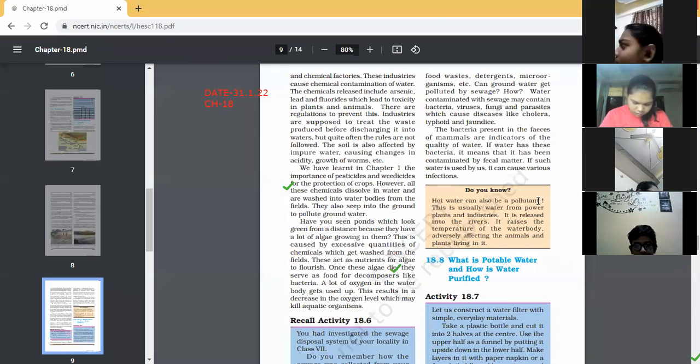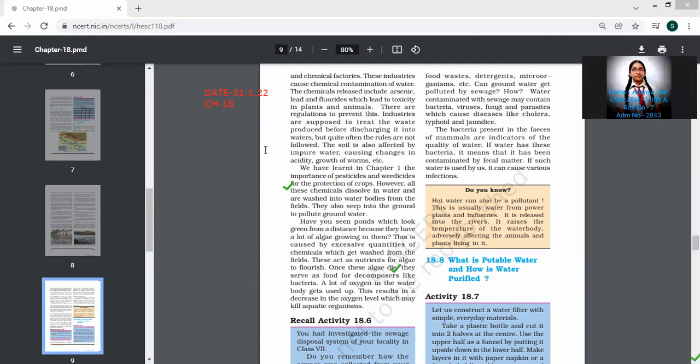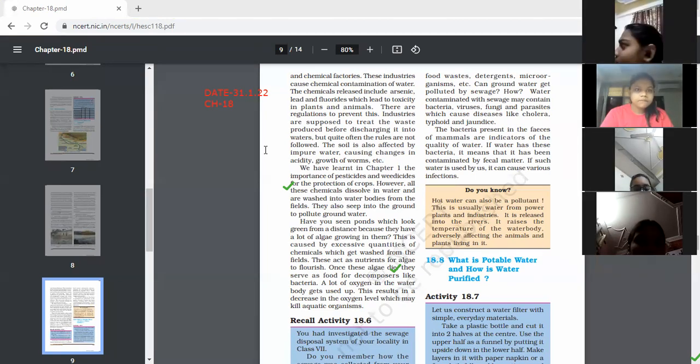Hot water can also be a pollutant. What do you think, children? Hot water, is it a pollutant? Is it good for animals or bad for animals? Tell me. Is it good for animals if we put hot water into the ponds, lakes, rivers, oceans, seas? So will it be good for animals or not? Anybody? Yes, no, anything? At least reply yes, good for the animals or not good for the animals.